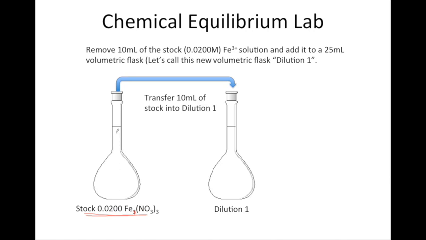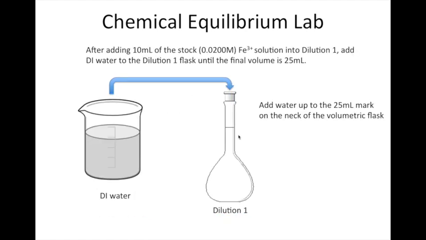And we're going to take 10 milliliters of the stock and we're going to put it into a 25 ml volumetric flask. And we'll call this first flask dilution 1. So once we add 10 mils of the stock into the flask, then we're going to add deionized water until we get the volume up to the 25 mil mark.